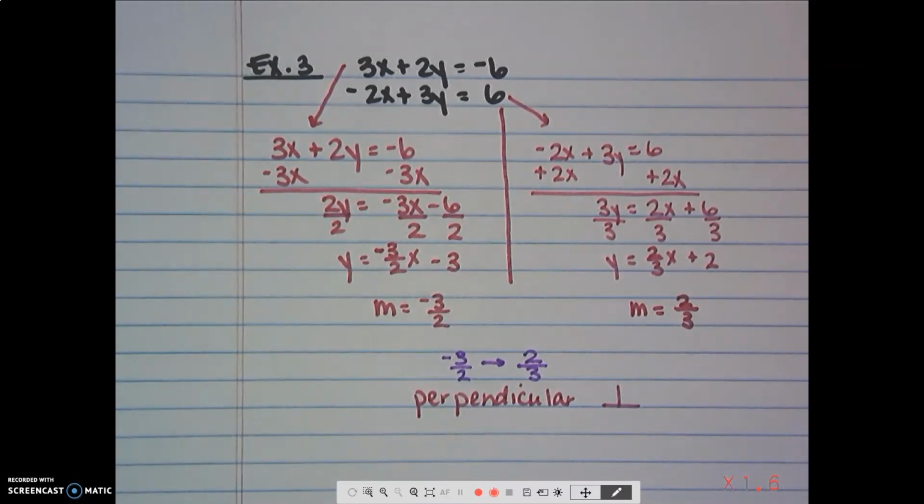Okay, so you must have y by itself in both equations in order to figure out the slope. And then you're going to look, are they the same? If they are, then they're parallel. If they're opposite reciprocals, then they're perpendicular. And if they don't meet either of those criteria, then it would be neither. And that's it.